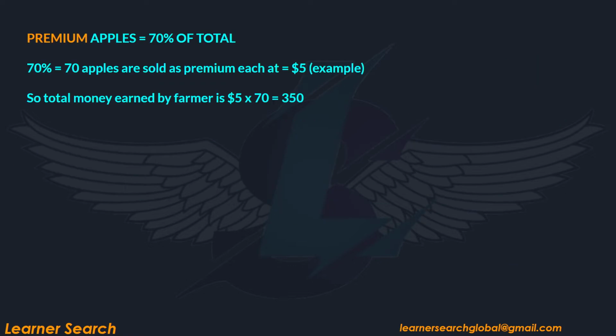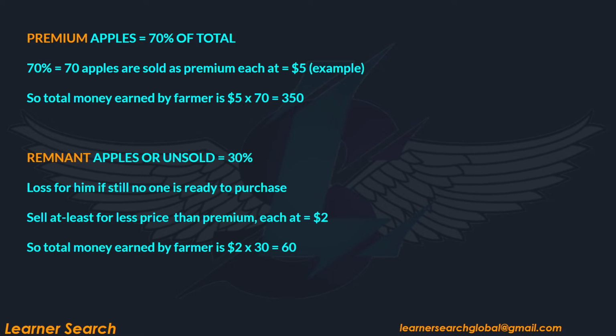From the example we discussed, let's see how much money a farmer makes. Premium apples are 70% of 100 apples. 70% means 70 apples are sold as premium and each at $5, let's assume. So total money earned by the farmer is 5 into 70, which is $350. Remnant or unsold apples are 30%, and it's a loss for him if no one is ready to purchase them. They try to sell at least for a lower price than premium. Let's say an apple is sold at $2. So total money earned by the farmer is $2 into 30, which is $60.